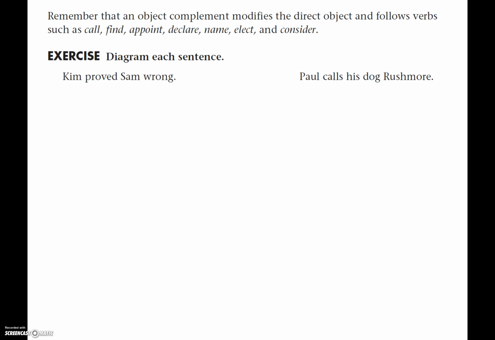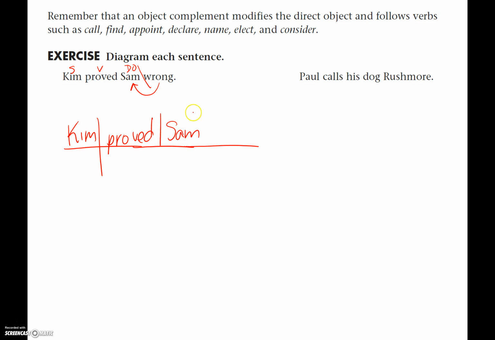All right, as we go into these, we have Kim proved Sam wrong. So we have subject, verb, direct object, and then that's the complement describing what's happening to Sam. So you have Kim proved, direct object Sam, and then we're going to have the diagonal with the wrong.